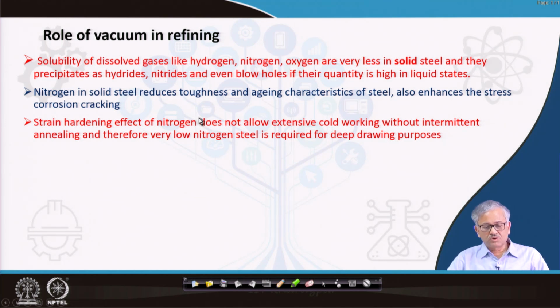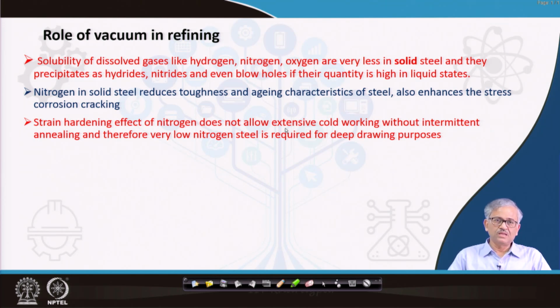The nitrogen in the solid steel reduces toughness and the aging characteristics, and also enhances stress corrosion cracking, because if the nitrogen gas pressure increases inside the voids, that can enhance the stress corrosion cracking. And more importantly, the strain hardening effect of nitrogen does not allow extensive cold working. Basically, if you want to do the cold working, then you have to do the intermediate annealing. Repeatedly you have to anneal, such that you disperse the nitrogen away from supersaturation and segregation at certain locations and making some precipitates. That basically adversely affects the strain working.